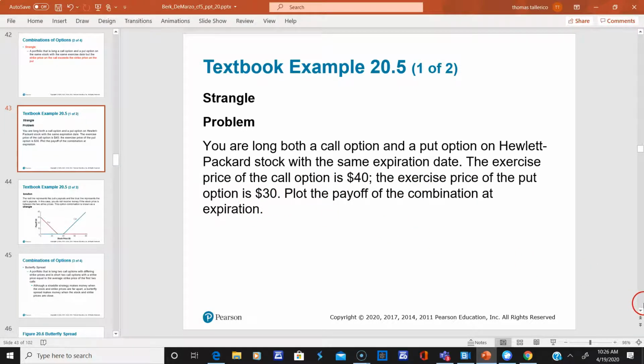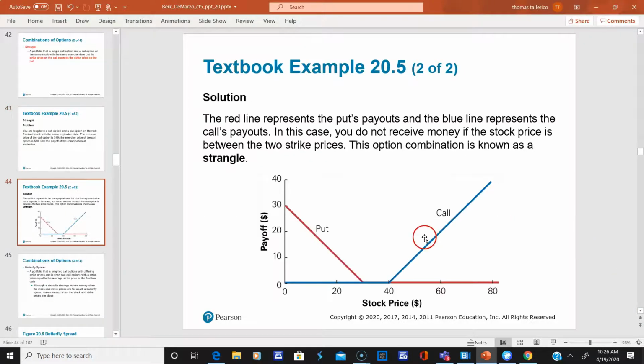Plot the payoff of the combination at expiration, and you can clearly see now there's a dead band here. In this band, this is the put, this is the call. So you can see there's got to be a lot more movement here. You do not receive money if the stock price is between the two strike prices. This option combination, again, is a strangle.